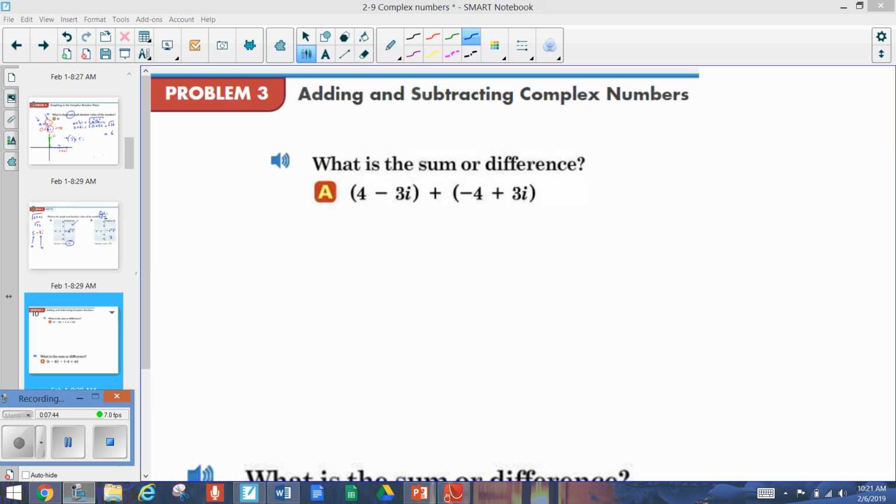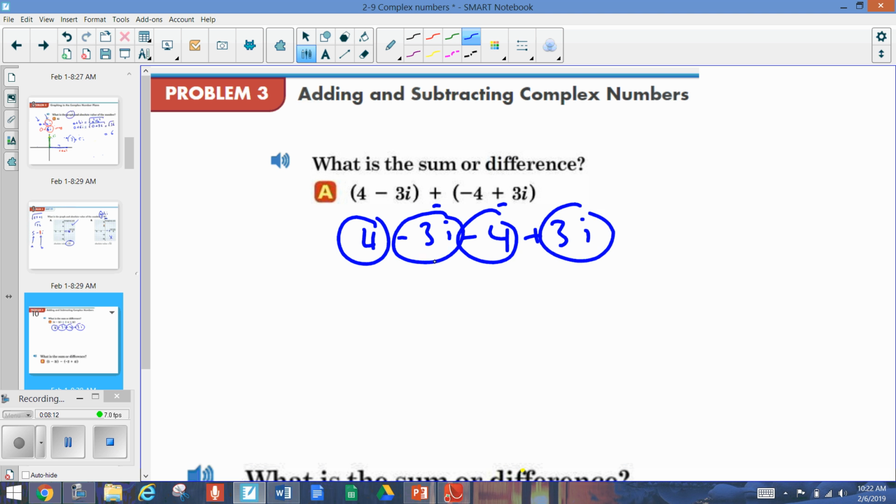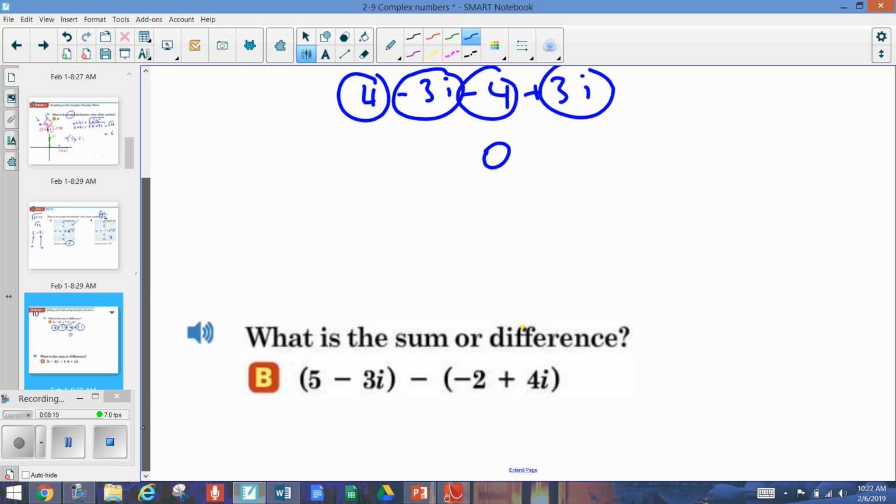I'll solve this one really quick. You know how to add like terms, correct? 4 minus 3i. Distribute, open up the parentheses. Positive times negative equals negative. And the positive times positive is equal to positive 3i. And then we're going to add like terms. 4 minus 4, 0. 3i plus 3i. Plus minus cancels out. The result is going to be 0. Answer is 0. Next example.